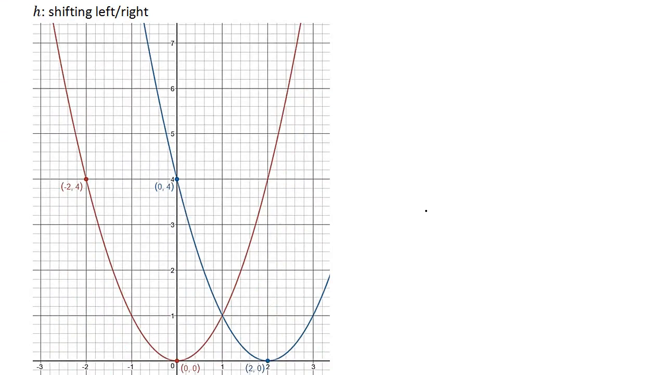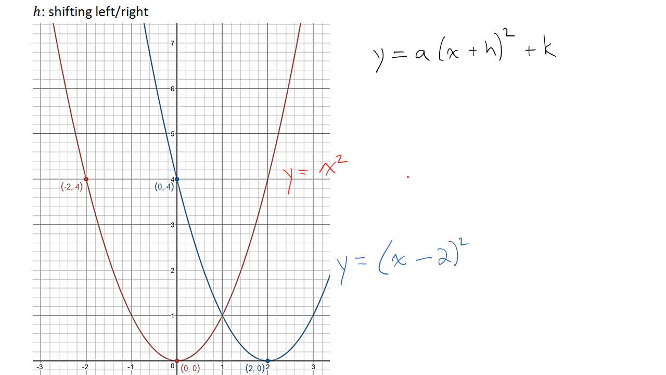So now we get to the part of h. What is the h doing? And again, the general equation, y equals a(x + h)² + k. Now in the book they have a minus here. I find that a little bit more confusing, I think, but you can read the book if you'd like and go with what the book says. I'm using a positive here. Now the equation for this parabola right here is actually y equals (x − 2)². And the equation for the red one is just our base parabola, which is y equals x².